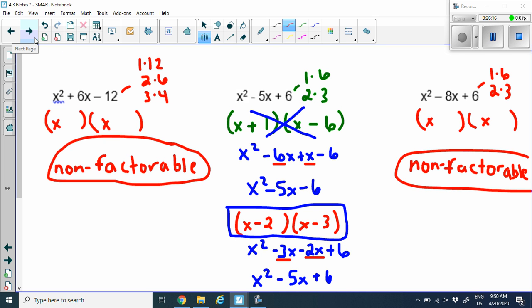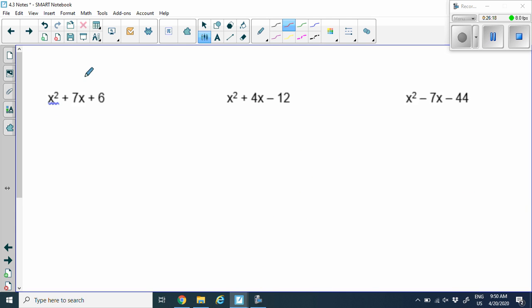Okay, we only have a few more problems left. So let's go ahead. We're going to do this one together, the x squared plus 7x plus 6. Once again, I create my two sets of parentheses. Since my a value is 1, I do x and x. Now I find the numbers that multiply to 6. I got 1 and 6, 2 and 3. And we've got to look at which pair will add up to the 7.